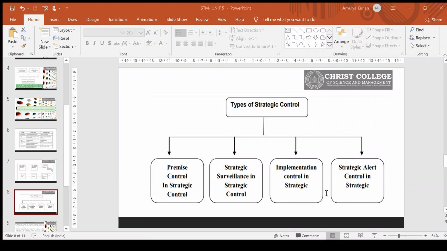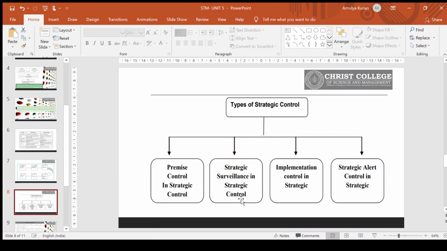In strategic control, this is applied at the time of unexpected events or sudden situations which would impact the management strategy. So these are the control measures we will be looking into. Premise control is mainly about external factors. There are two factors, environmental factor as well as industrial factor.